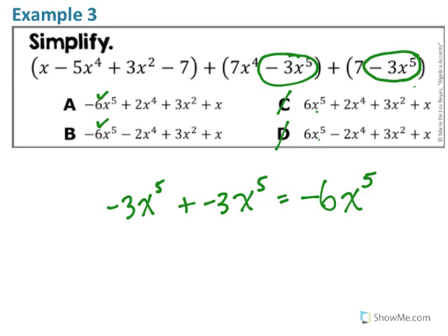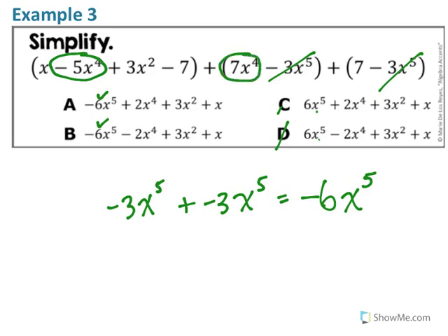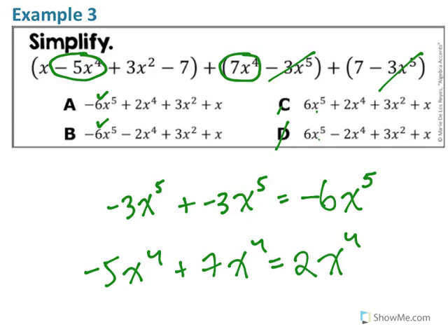So then we're going to look at the next degree level, which is 4. Then you're going to scan what we have here. So we added these two already. And I noticed that I have two terms with exponents of 4. That's negative 5x to the fourth plus 7x to the fourth. So negative 5x to the fourth plus 7x to the fourth is going to give me positive, because negative 5 plus 7 is positive 2x to the fourth. And that's what's going to give me my answer, because I have positive 2x to the fourth on A, but not on B. So that means A has to be the correct answer.